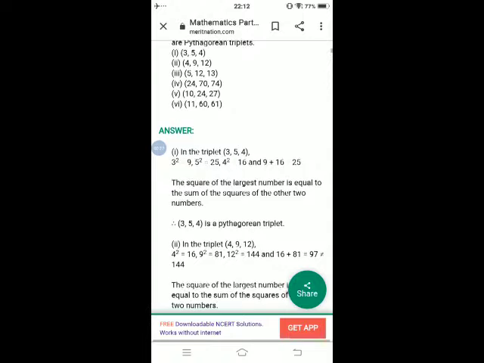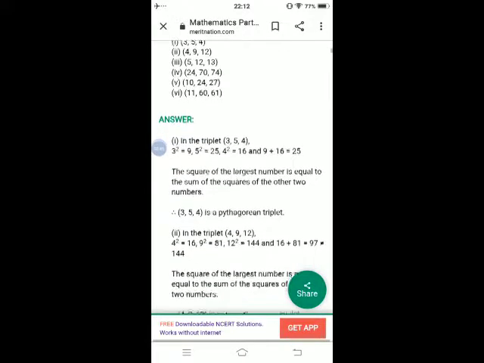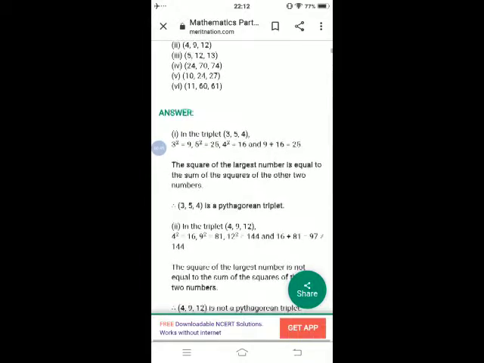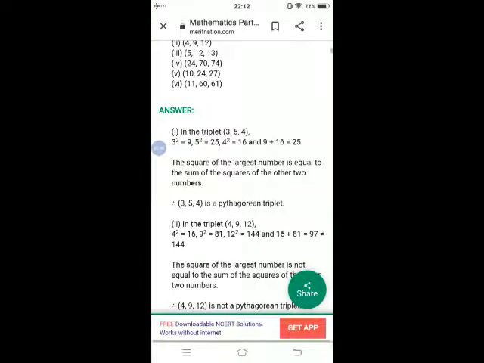So what is the main statement of Pythagorean triplet? In a triplet of natural numbers, if the square of the largest number is equal to the sum of the squares of the remaining two numbers, then the triplet is called a Pythagorean triplet. That is the basic idea behind Pythagorean triplet.